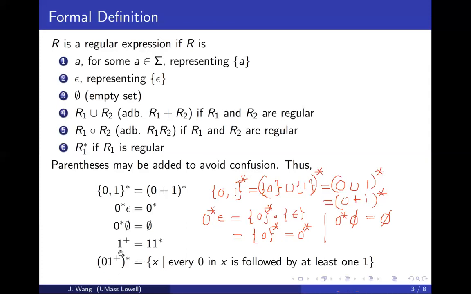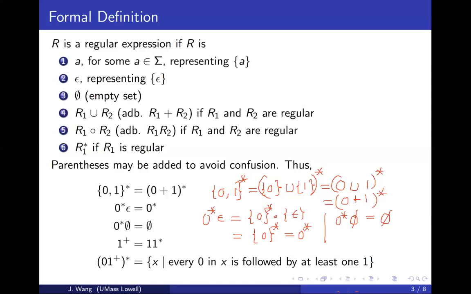And then (0 1 plus) star is the set of all strings x such that every 0 in x is followed by at least one 1. Now remember this is a star, so that means it's a string over this alphabet. So a 0 is followed by at least one 1, but could be a lot of ones, and each string will be formed like that.